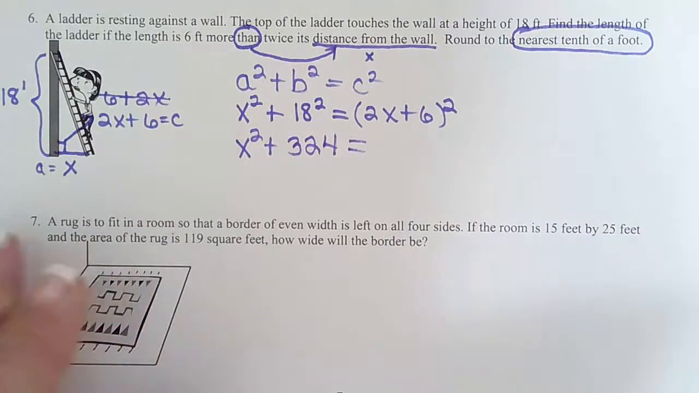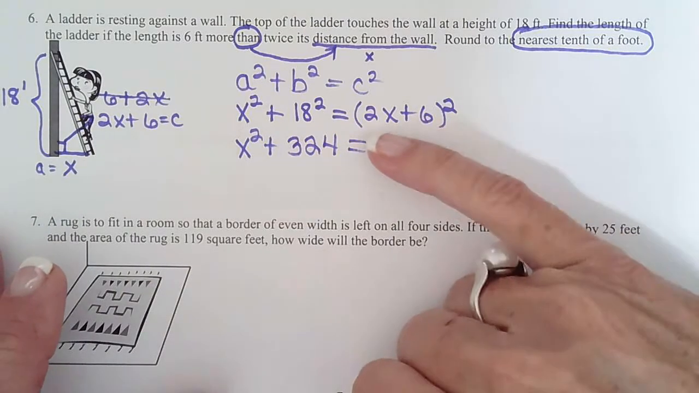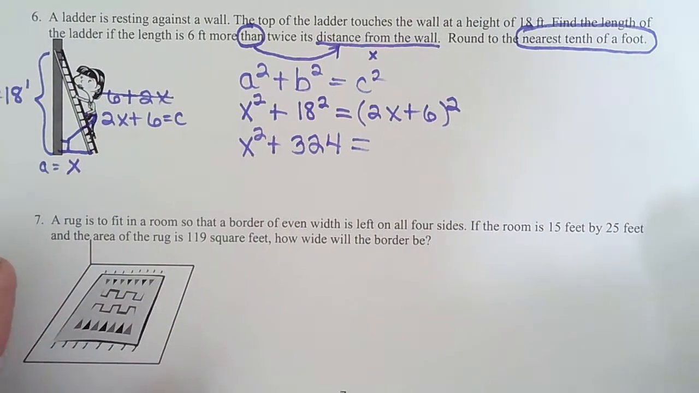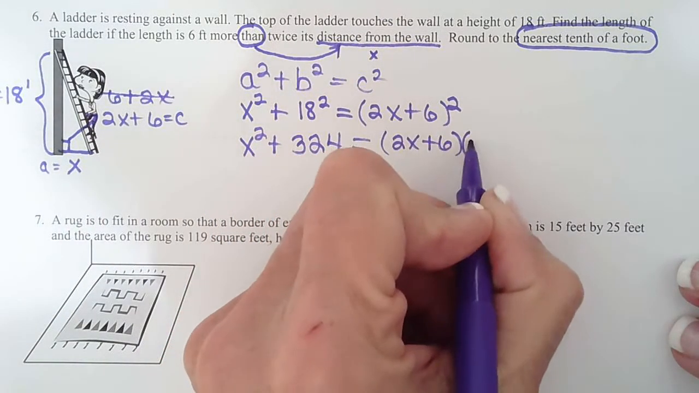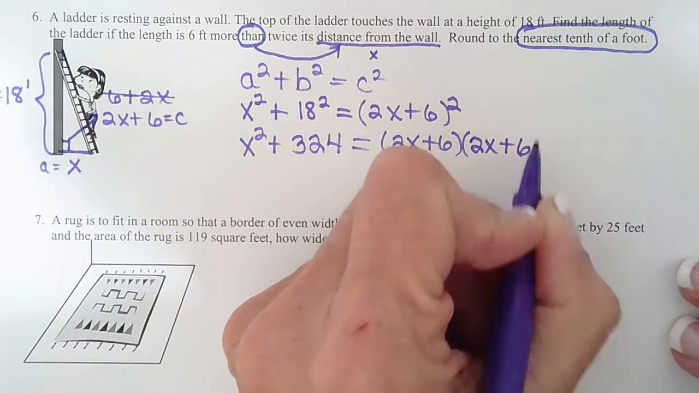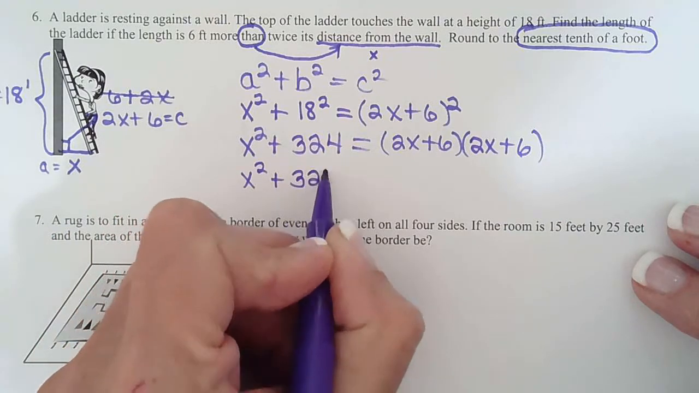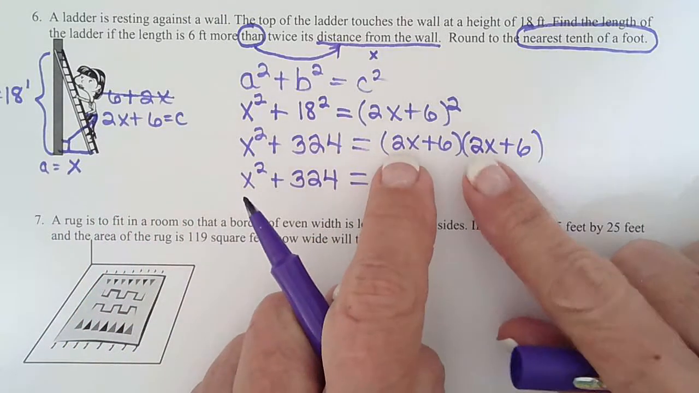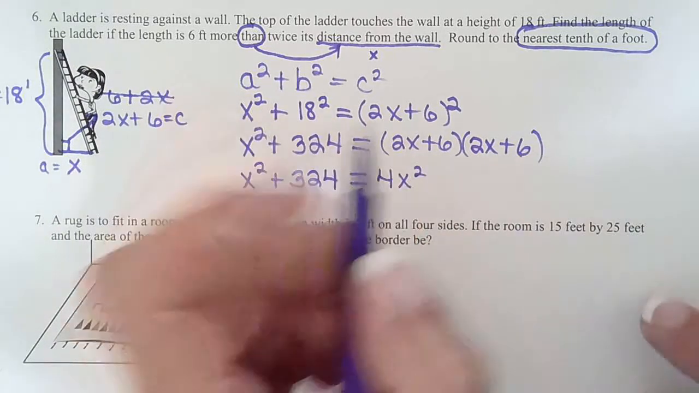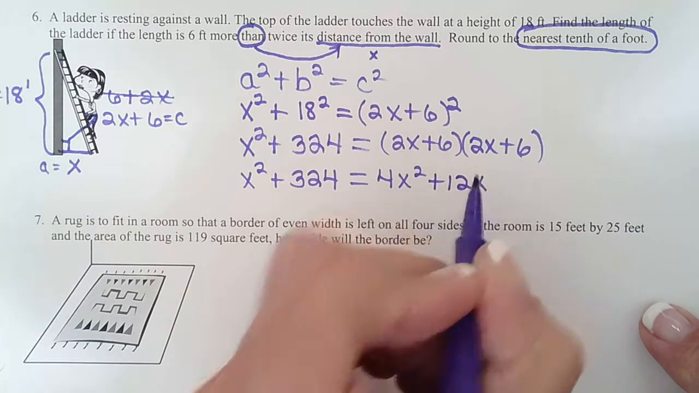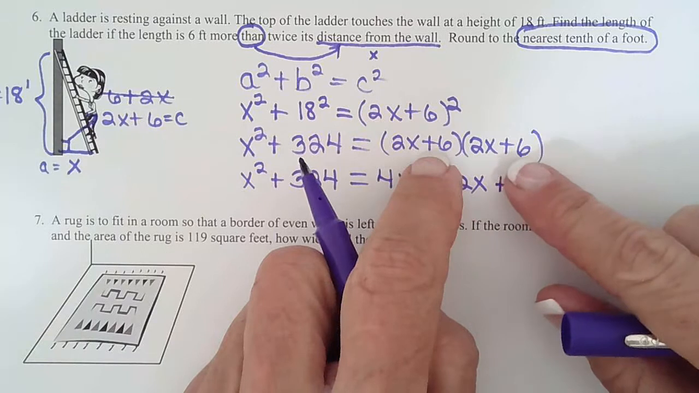equals, and this is where you have to be careful. A bunch of you missed this problem in chapter 4. Two terms squared means FOIL. So we have to write 2x plus 6 times 2x plus 6. So this is x squared plus 324 equals, foiling, we get 4x squared from first, outer plus 12x, inner plus 12x, and last plus 36.